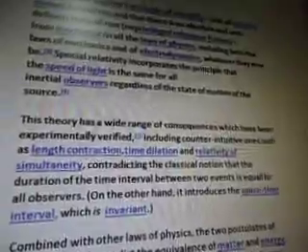So no matter how fast it is, it all relates to the speed of light.